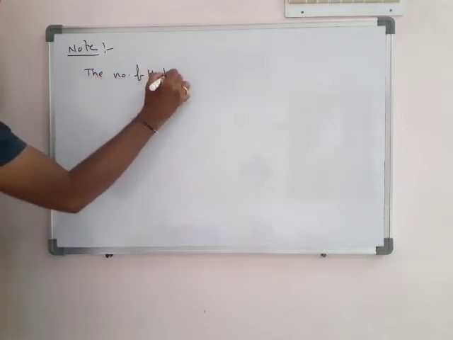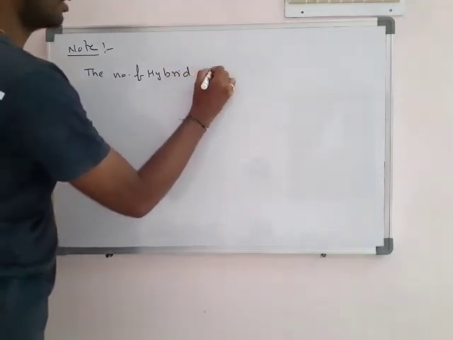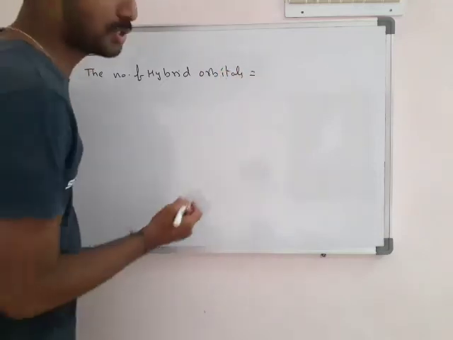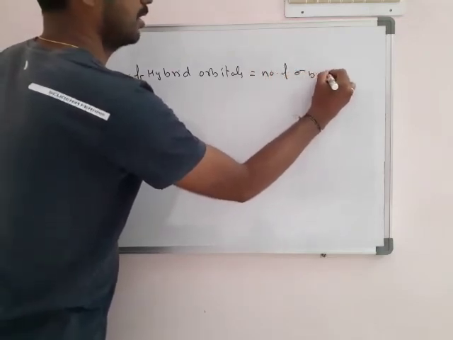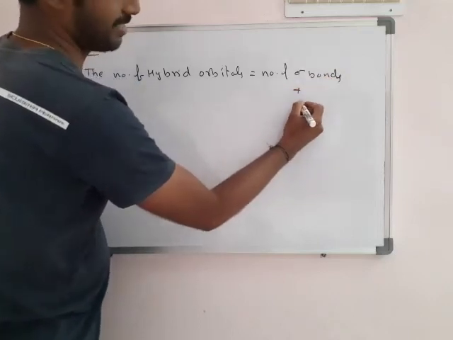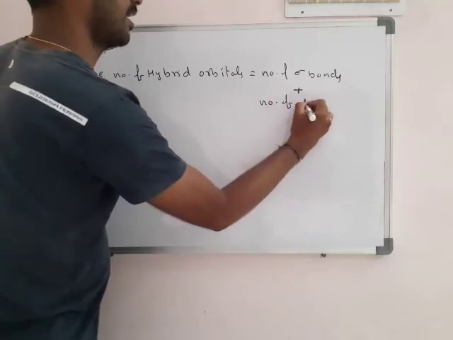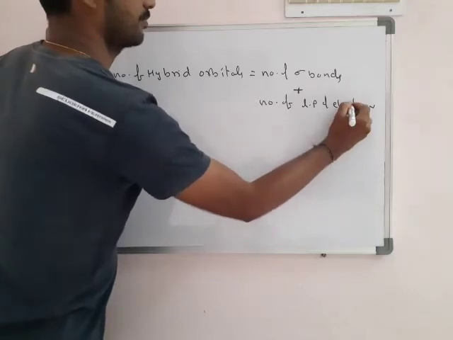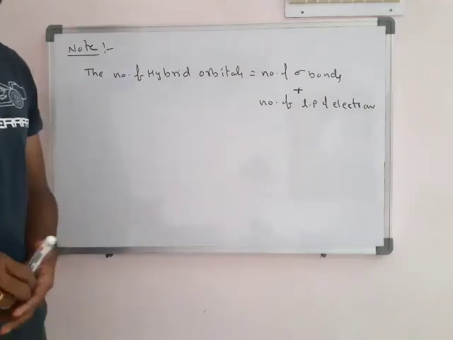The number of hybrid orbitals. For other molecules, the number of hybrid orbitals equals the number of sigma bonds plus the number of lone pairs of electrons. So this will be treated as a formula: the number of hybrid orbitals equals the number of sigma bonds plus the number of lone pairs of electrons.